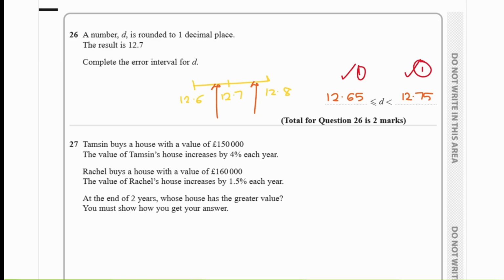Question 27. Tamsin buys a house with a value of £150,000. The value of Tamsin's house increases by 4% each year. Rachel buys a house with a value of £160,000. The value of Rachel's house increases by 1.5% each year. At the end of 2 years, whose house has the greater value? You must show your working.